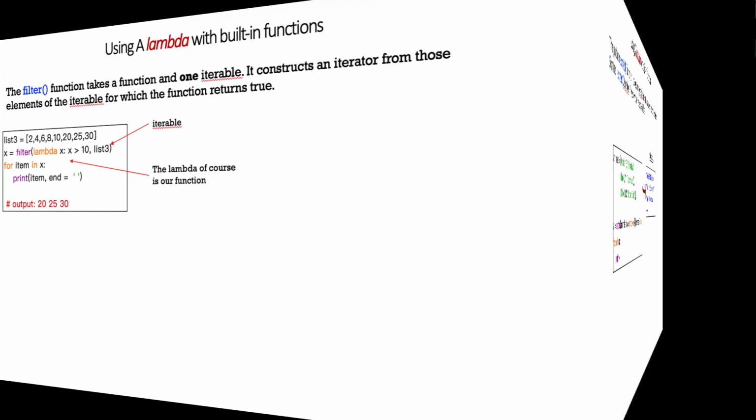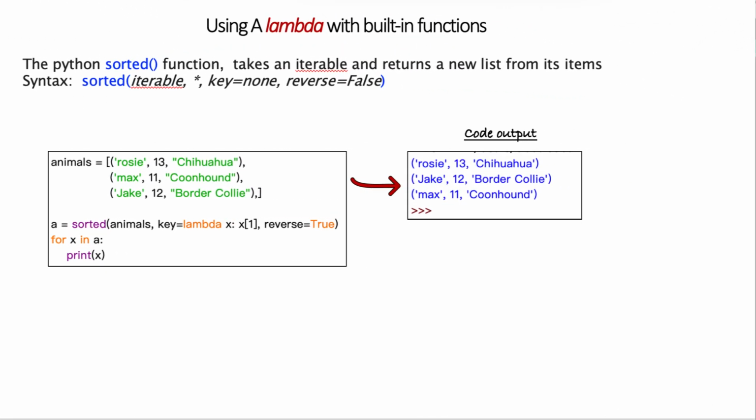And one last example of using a lambda with a built-in Python function, and we'll use the sorted function. The sorted function takes an iterable and returns a new list from its items. And you see the syntax here. So first we have a list full of tuples. Then we have the variable a equals sorted. We pass it animals, which is our list of tuples.